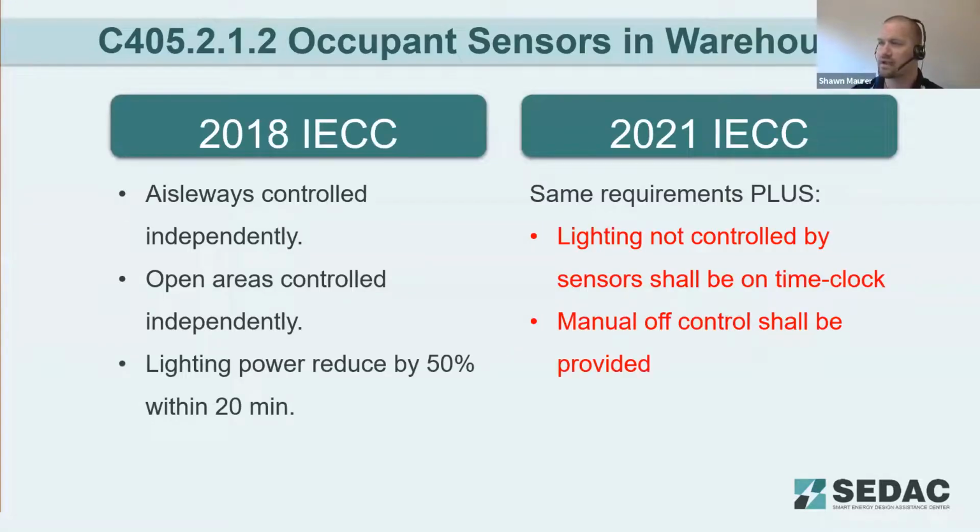There we go. So some quick updates here for occupancy sensors in warehouses. They've added in a couple of requirements into 21 IECC. So lighting not controlled by sensors shall be on a time clock, and manual off control shall be provided. Just some clarifying points, kind of lines up with other portions of the code where automated controls were already mandated to have manual controls. They've added that clarification into the warehouses as well.